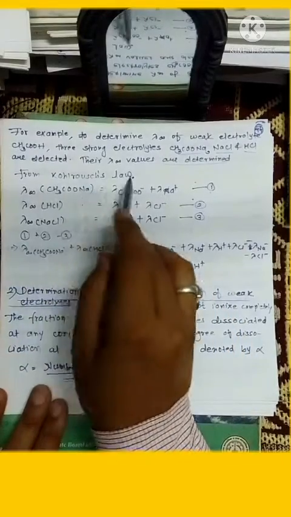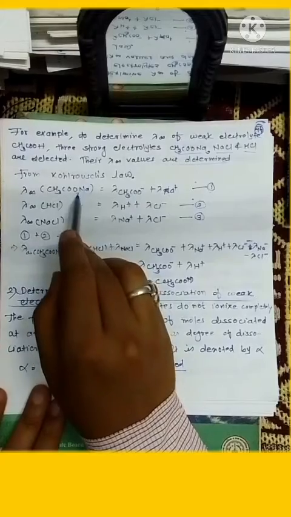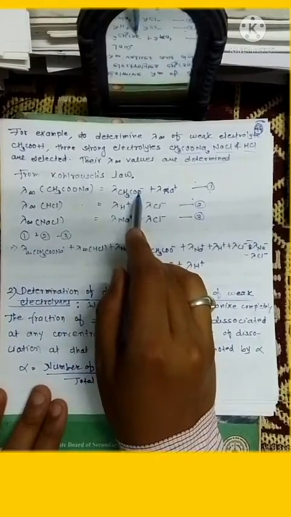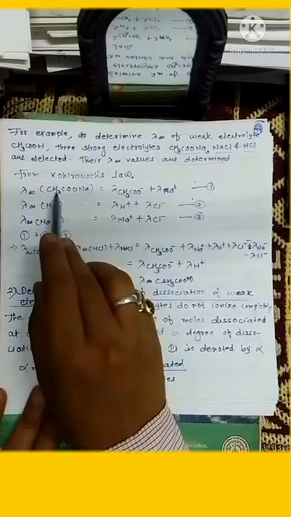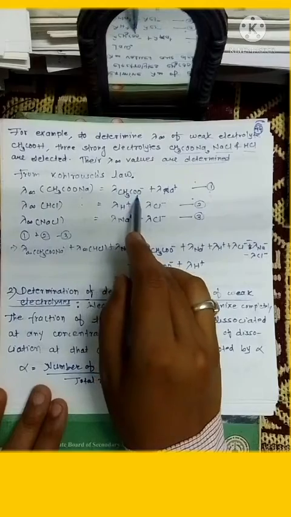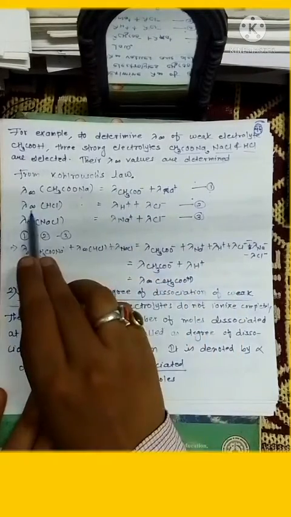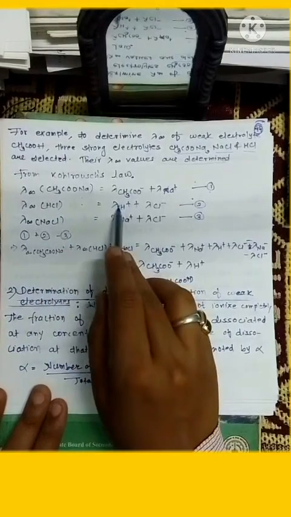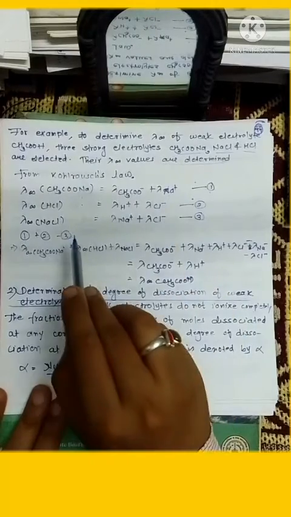So from Kohlrausch's law, one can write lambda infinity for sodium acetate is equal to lambda CH3COO minus plus lambda Na plus. Lambda infinity for HCl is always equal, according to Kohlrausch's law, to lambda H plus plus lambda Cl minus.